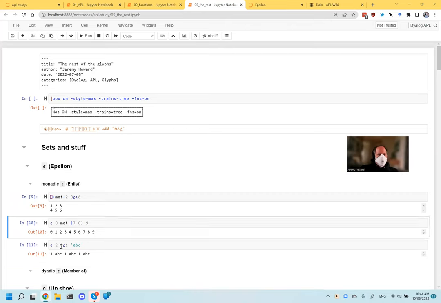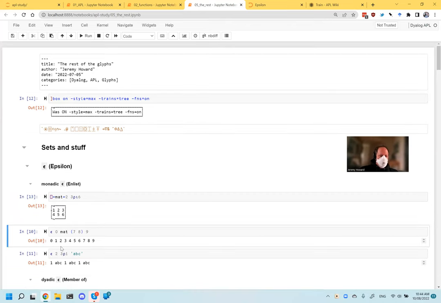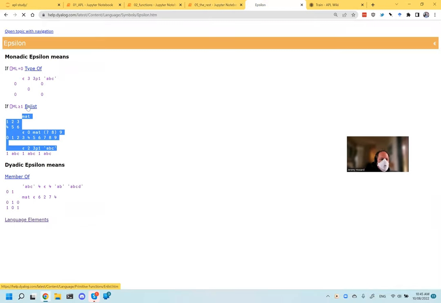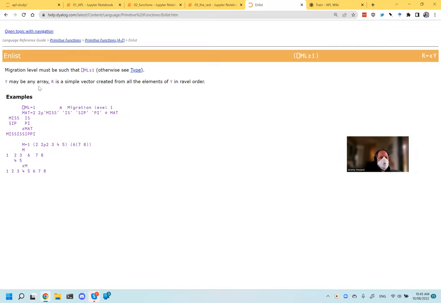Okay, so this is interesting. Yeah, so this is 2x3, but this is a single, oh, sorry, and then this is a shape 3. So I guess this is doing the broadcasting thing, kind of, it's applying it to each row. All the elements in Ravel order. So this flattens out nested arrays?